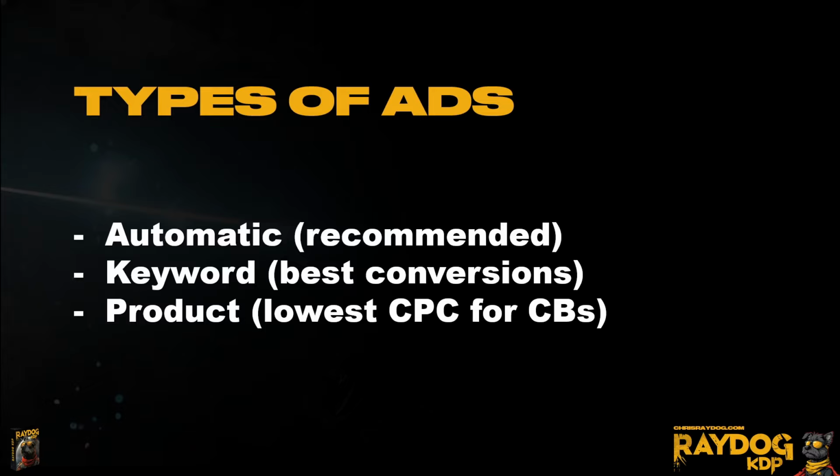So then you have your product targeting campaigns, which I found sometimes this is a last resort type of scenario, but I do find that you can, for certain niches, get a really, really low cost per click, especially for coloring books. But to really emphasize this here is that if your book is good, an automatic campaign 9 out of 10 times will be absolutely sufficient and fine to work with.